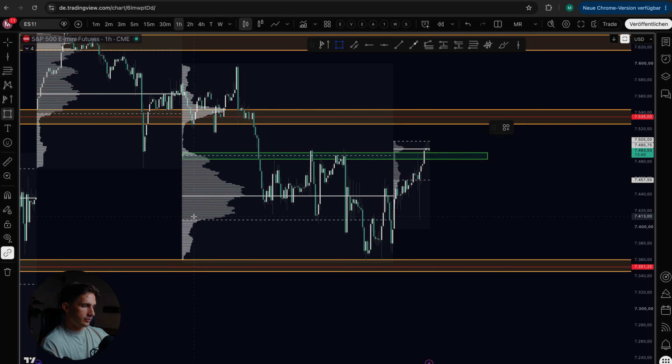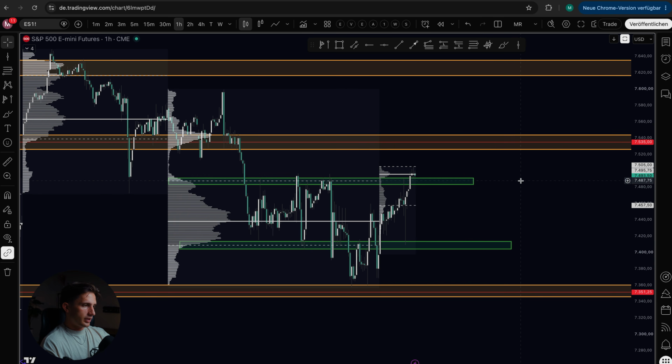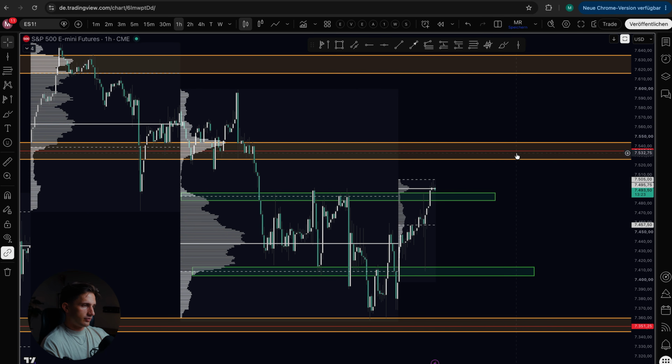Again, when I mark here the value area low out, you can see that the market rejected, right? The market spikes here down, rejected immediately and pushed straight to the upward side. So we have here a good potential that we can fill this low volume node with this move to the upward side if the market stays above this green zone.